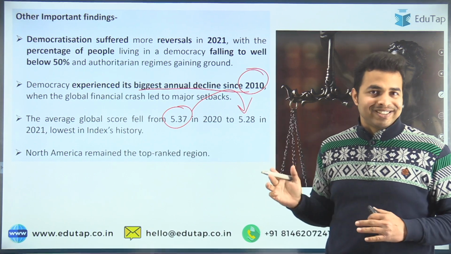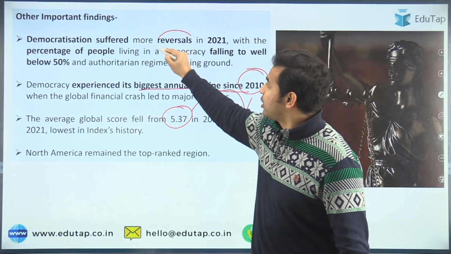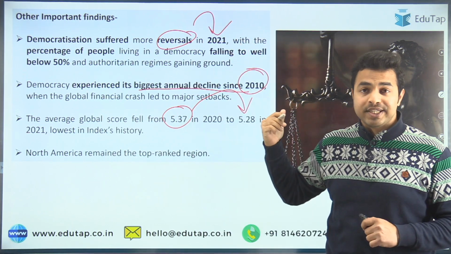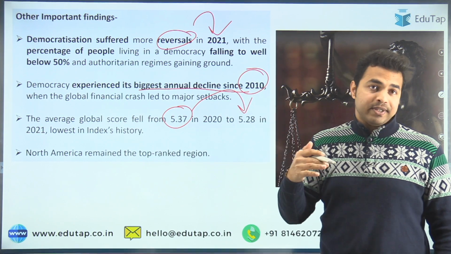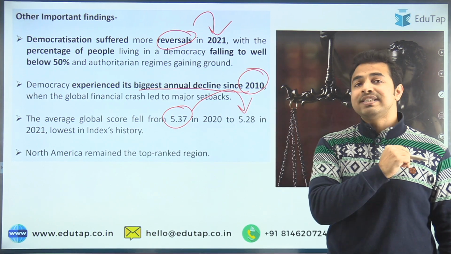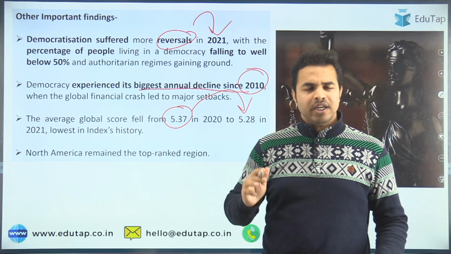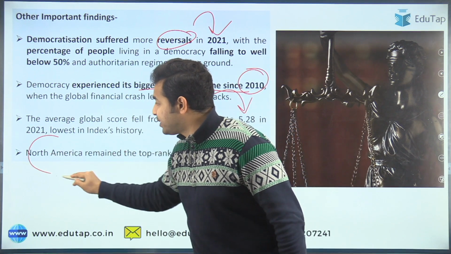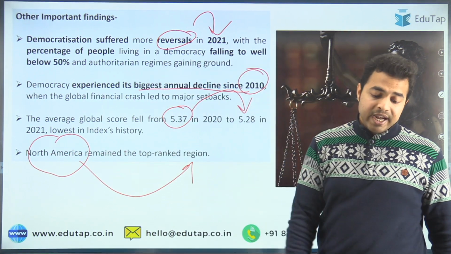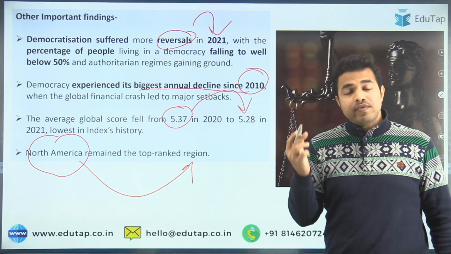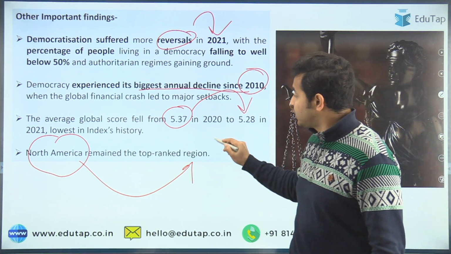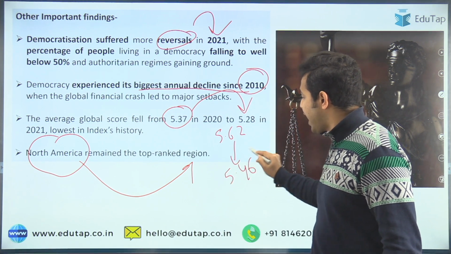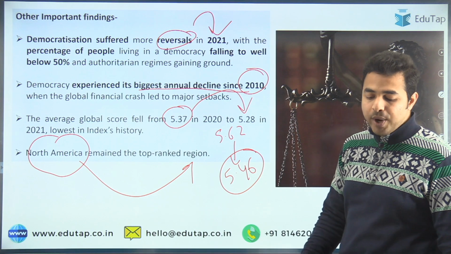And that's why this report states that democratization has suffered more reversals in 2021, with the percentage of people living in a democracy falling to well below 50%, and that was the reason that democracy all over the world is in deep trouble. So when we talk about the top ranked region, it was North America which has remained the top ranked region. And guys, the average score in Asia has just fallen from 5.62 to 5.46 as per the Democracy Index 2021.